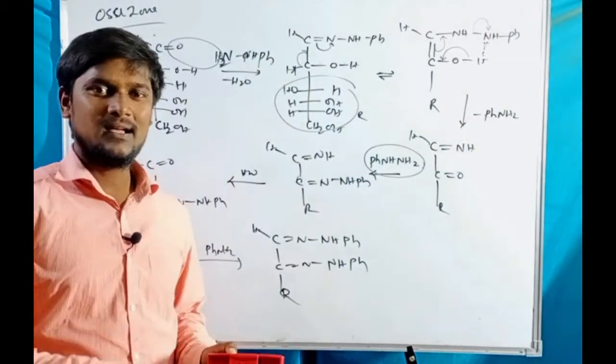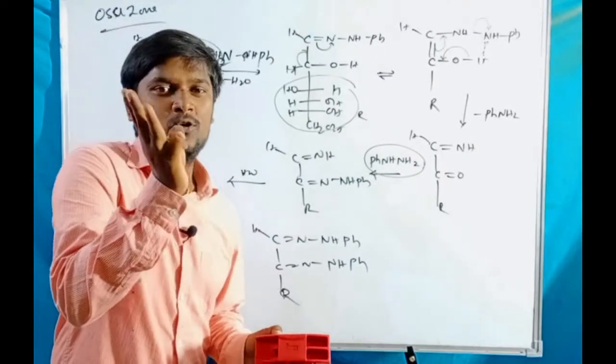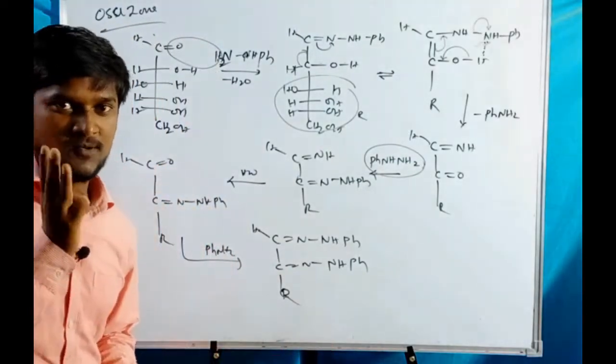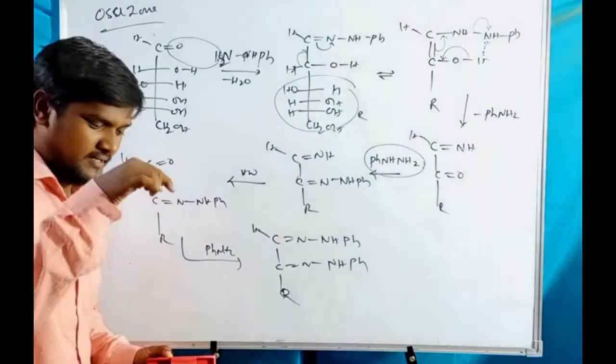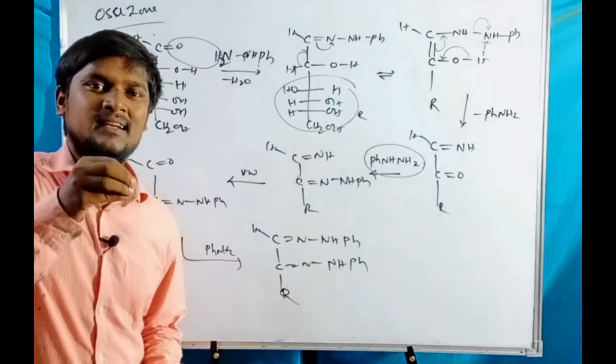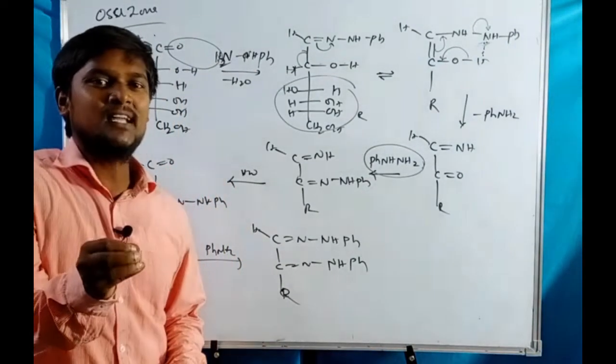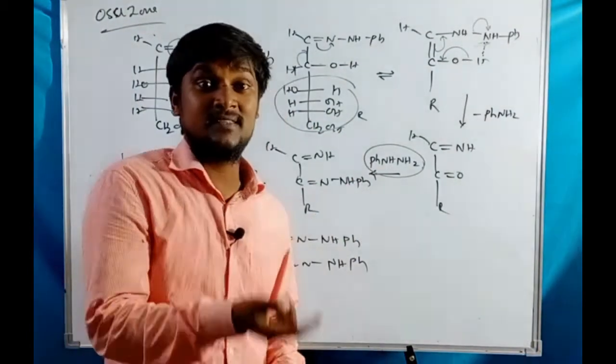Now in this case, the osazone derivative will stop at three moles of phenyl hydrazine. In the osazone derivative, we use three moles of phenyl hydrazine. That means it has three moles of phenyl hydrazine consumption. Okay, so three moles of phenyl hydrazine will use six nitrogen atoms.